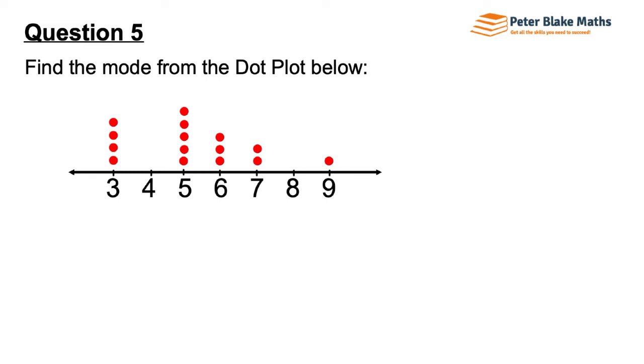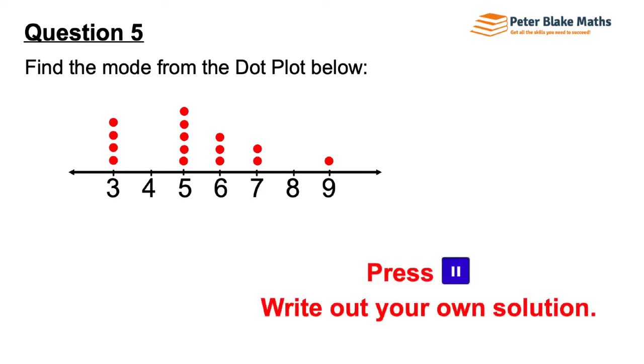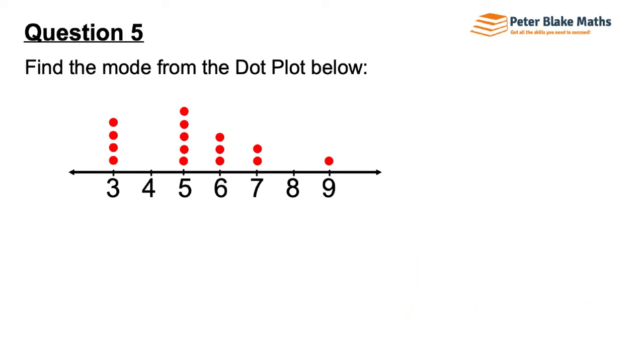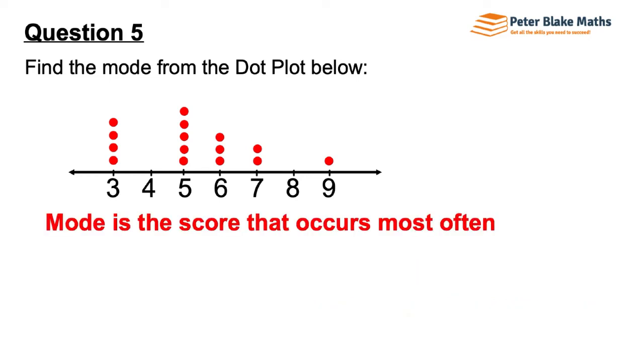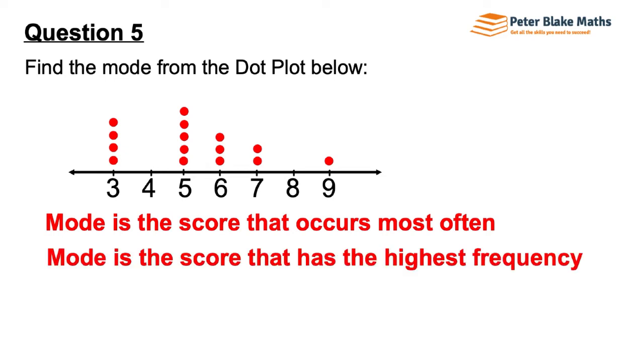Question 5. Find the mode from the dot plot shown below. Mode is the score that occurs the most often, or the one with the highest frequency, or another way of saying it is the most popular score.